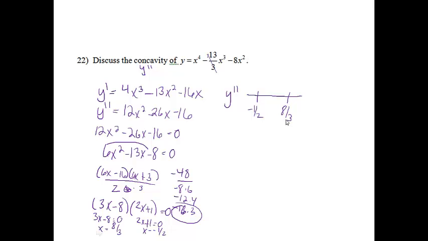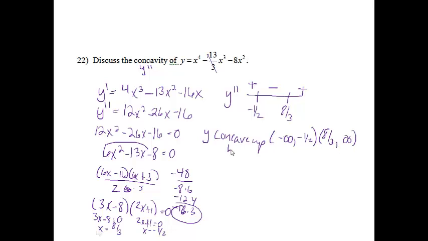Okay, from here, I think I'll plug like negative 2 into y double prime. If I do that, I will get a positive value. Next thing, I'm going to plug 0 into my y double prime. That will give me a negative number. And then if I plug in like 4 or something like that into my second derivative, I will get a positive number. So if I would like to discuss the concavity, I would say that y is concave up from negative infinity to negative 1/2, and then it's also concave up from 8/3 to infinity.